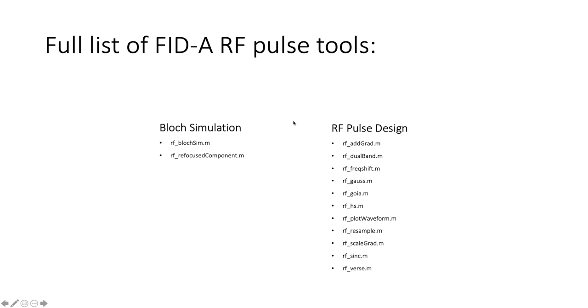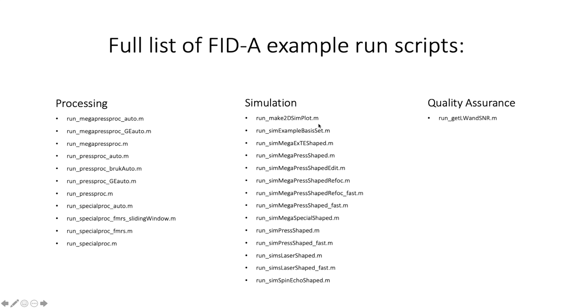Here are the tools in the RF pulse toolkit. So we have block simulation tools for simulating the shapes and frequency profiles of RF pulses, and on the right, RF pulse design tools for designing different types of RF pulses. And lastly, here are the example run scripts. These are functions that have been strung together into pipelines: processing pipelines here on the left, simulation pipelines, and quality assurance pipelines, so measuring the quality of your data.